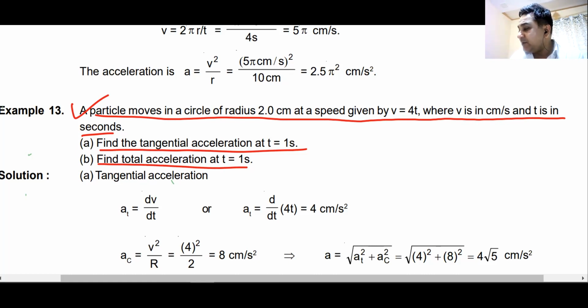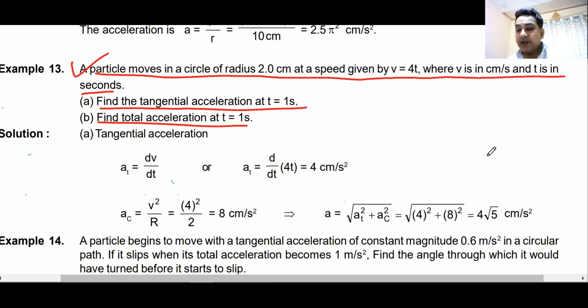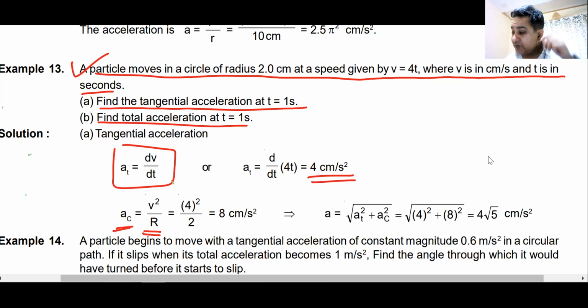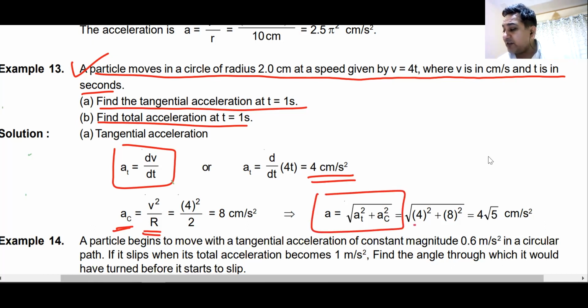I differentiate speed with respect to time. I get tangential acceleration. Tangential acceleration is 4 centimeter per second square. To get centripetal acceleration, I do v square by r. You add them, at square plus ac square under root, you get the total acceleration.